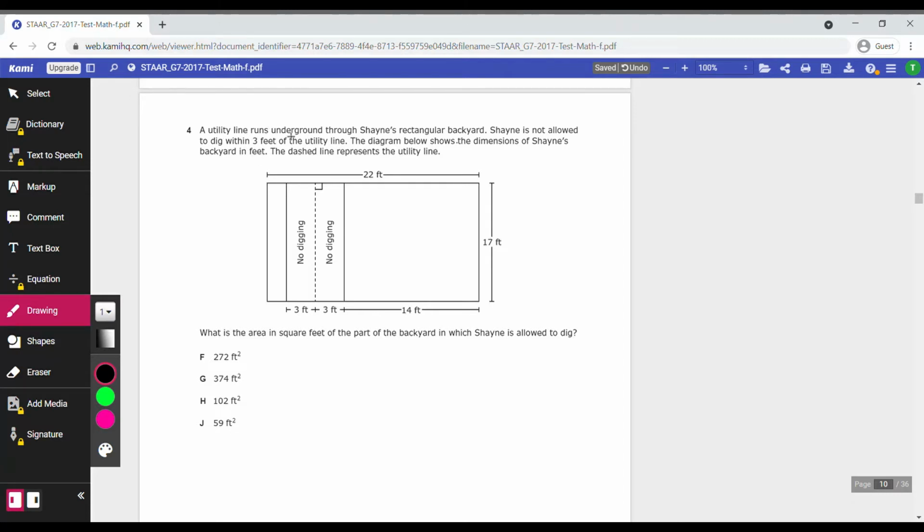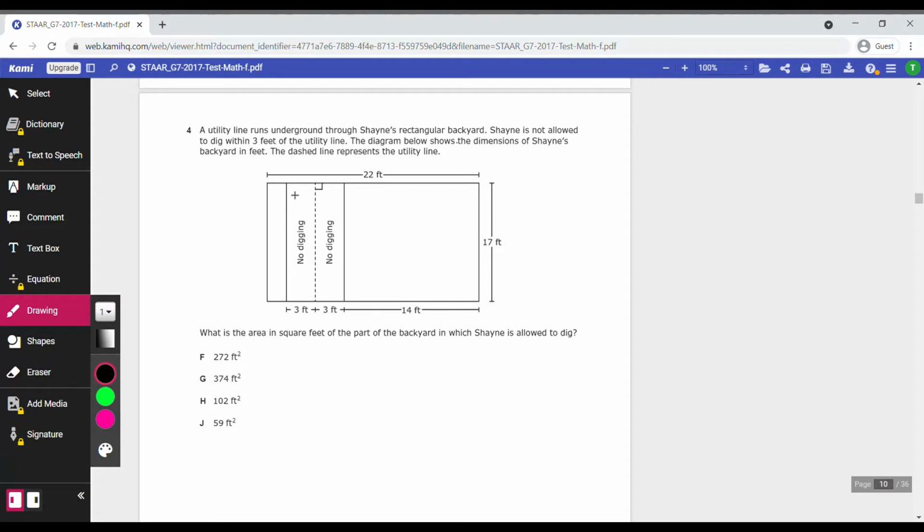A utility line runs underground through Cheyenne's rectangular backyard. Cheyenne is not allowed to dig within 3 feet of the utility line. The diagram below shows the dimensions of Cheyenne's backyard in feet. The dashed line represents the utility line.